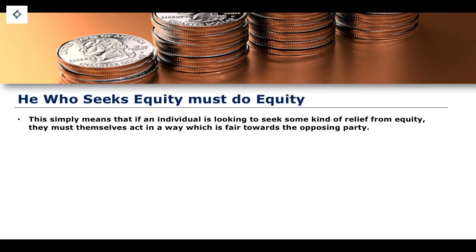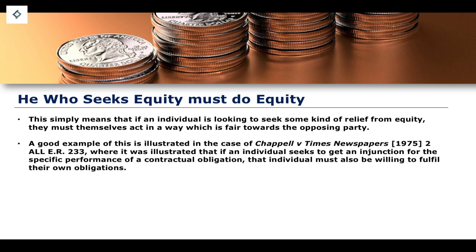The second maxim: he who seeks equity must do equity. We mentioned this already, but simply, an individual who is looking to seek some kind of relief out of equity must themselves act in a way which is fair towards the opposing party. They must be equitable in themselves in order to actually be able to seek some kind of relief. Those who seek equity must do equity. It seems to make sense. It doesn't seem to be quite fair, shall we say, that if somebody seeks to have an equitable remedy implemented in their favour, they should not be acting in a way that is equitable themselves, because otherwise that is a particularly unjust application of the principles of equity.